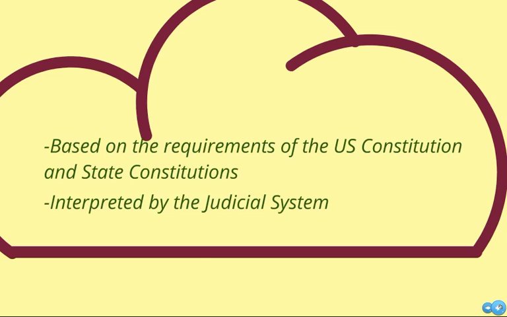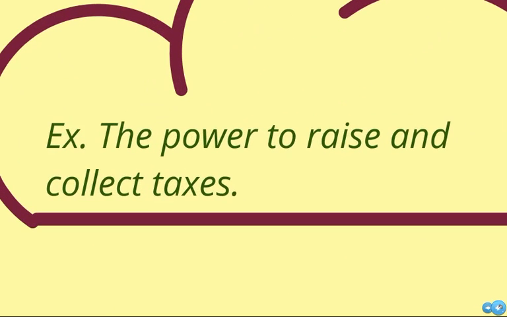So an example of a constitutional law would be the power to raise and collect taxes. So it is specifically written in the Constitution that the federal government, and in certain states, the state government, has the ability to raise and collect taxes. Now, in the federal Constitution, it talks about income tax specifically. However, in state constitutions, some states have income tax, other states just have sales tax, and so those are constitutional laws, and those are given to the state or the federal government depending upon their constitution.